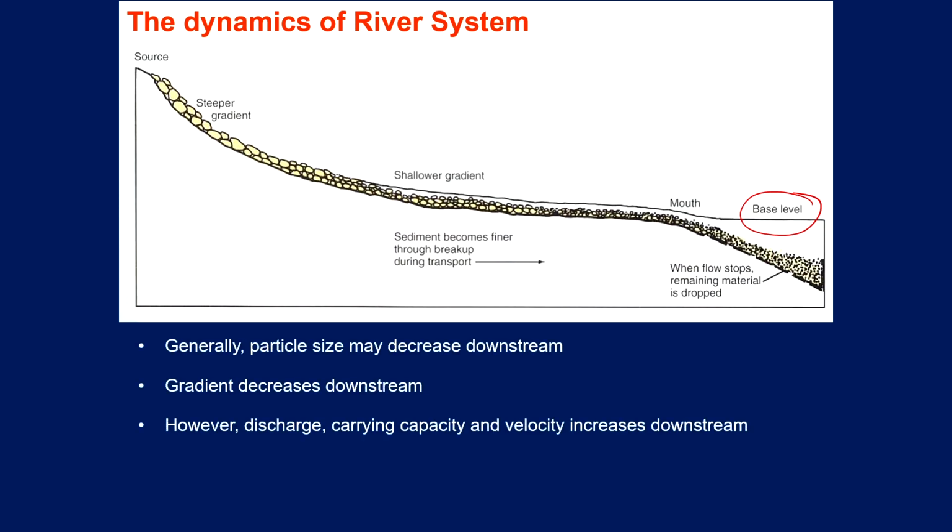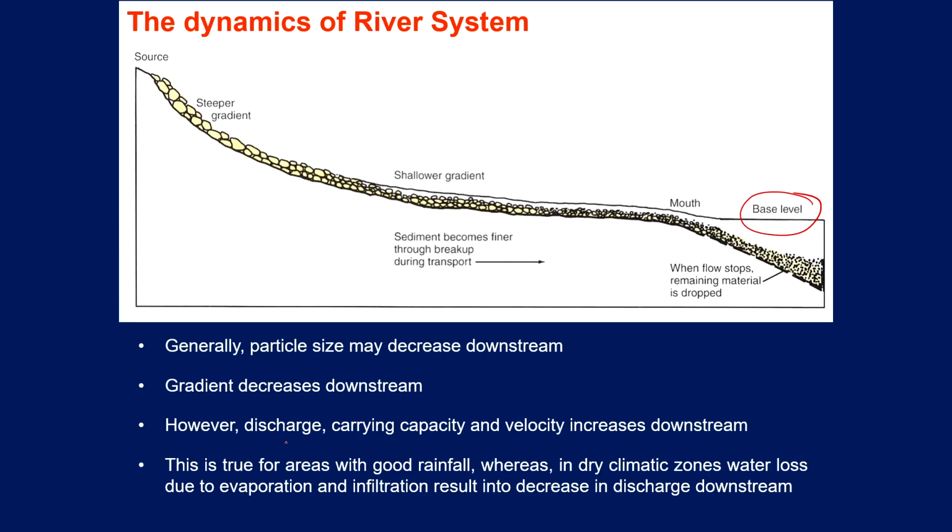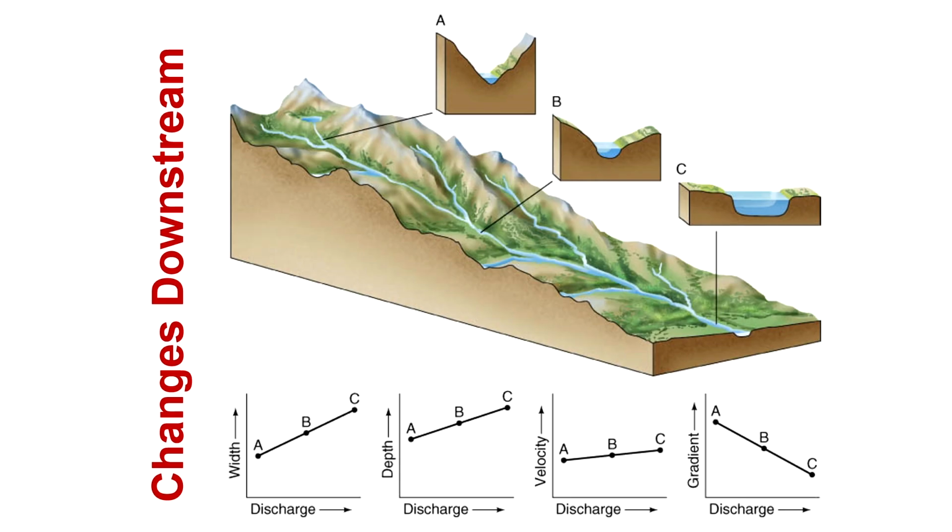So this is the part here, that generally the particle size may decrease downstream, and gradient decreases downstream. However, drainage, carrying capacity and velocity increase downstream, it will carry more sediments. Okay. And this will be true for the areas which are having good rainfall. So the base level we will keep in mind, because this is going to be an important parameter for us to look at the tectonic landforms.